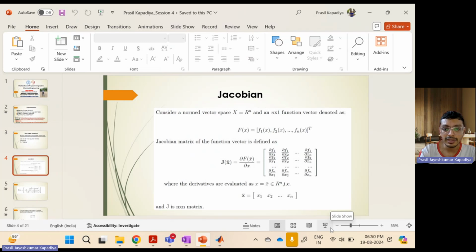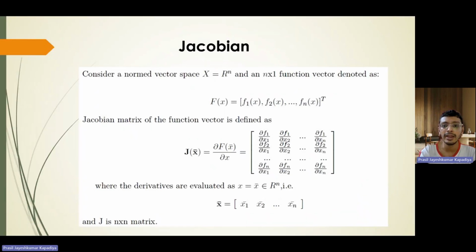So Jacobian of a matrix: consider a normed vector space X equal to R^n and an n cross 1 function vector, which means one column and all rows, defined as this is the function. The Jacobian is defined as del f1 by del x1. So first, equation 1 we differentiate with respect to all variables. Then equation 2 we differentiate with respect to all the variables. And then equation n we differentiate with respect to n variables.